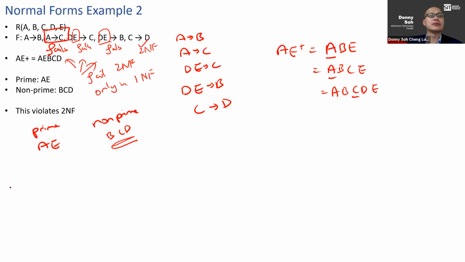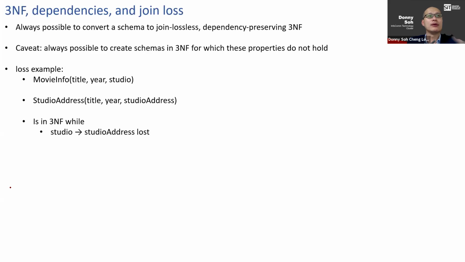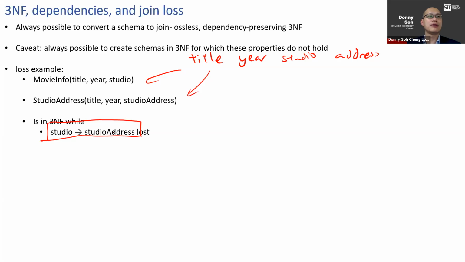Okay, let's look at the next example. Oh, this is the same. Okay, so I was sharing about this. It is always possible to convert a schema to be join lossless and dependency preserving. But sometimes when you create this, the properties may not hold. For example, I have a table initially of title, year, studio, address. If I were to decompose this into these two tables, I will be losing one functional dependency. So that is the issue that we have.